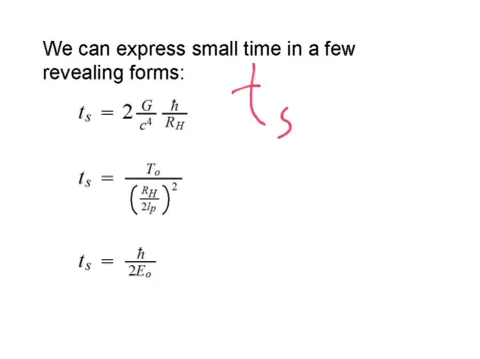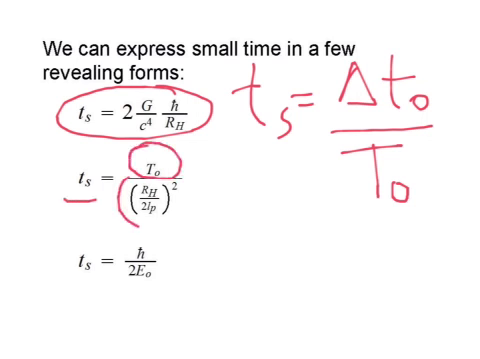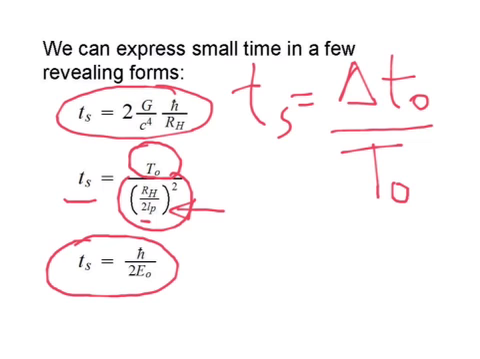Small time, we've seen, can be expressed as delta T sub O divided by the age of the universe. We've seen this expression already. Small time can also be expressed as the age of the universe divided by this particular function here, r sub h divided by 2 times the Planck length quantity squared. This is our first time we've seen this in this particular video, and we're going to see a great deal coming shortly. But right now, let's focus on this. Small time being equal to h bar divided by 2 times the energy of the universe.